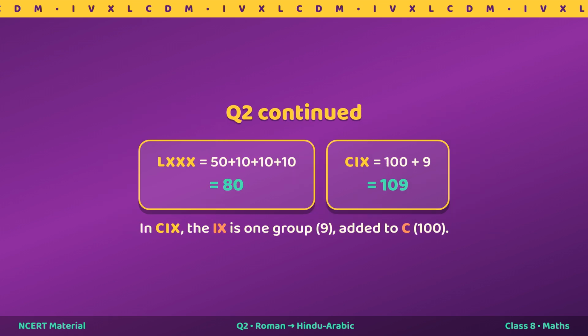Do more. LXXX is 50 plus 10 plus 10 plus 10. That's 80. And CIX? Look carefully. The IX at the end is one group, meaning 9. Added to C, 100. So CIX is 109.